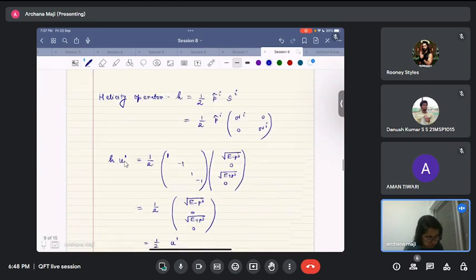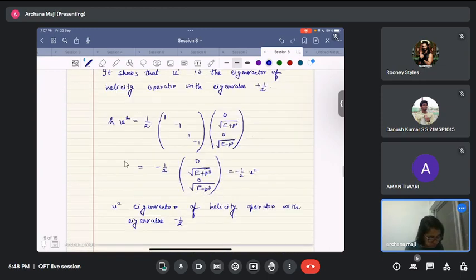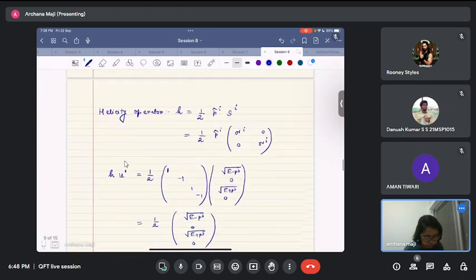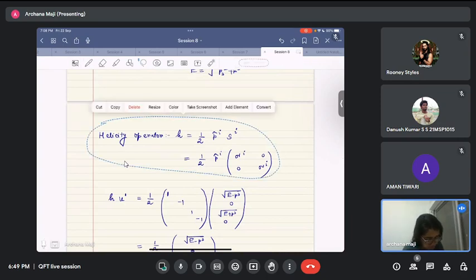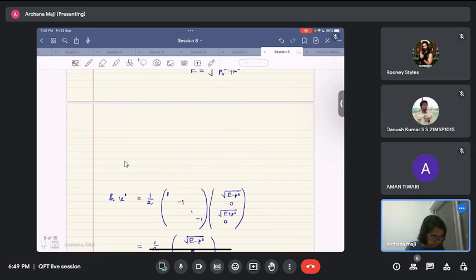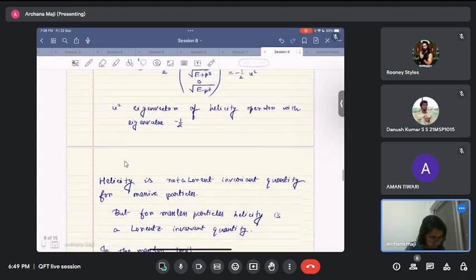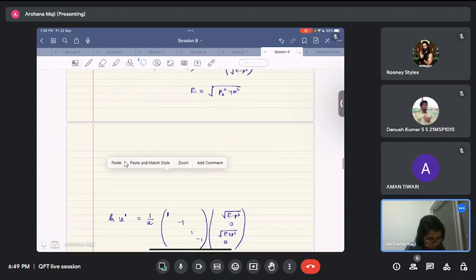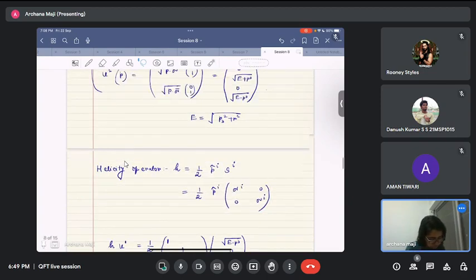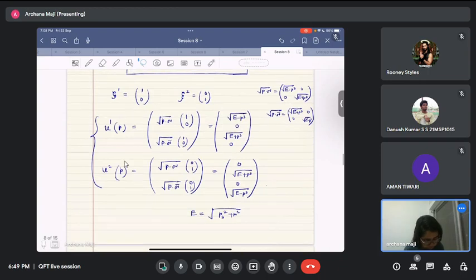Okay, so what I will do is remove this particular page and put it in the next one. Bear with me.